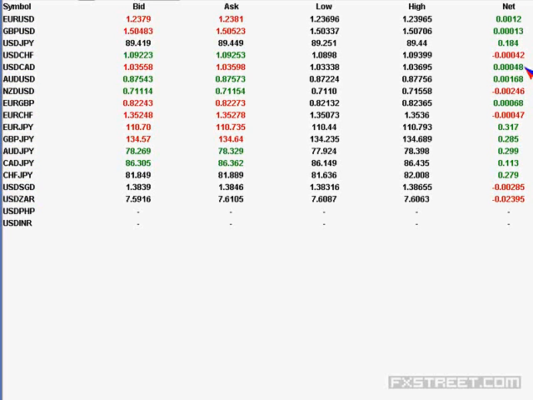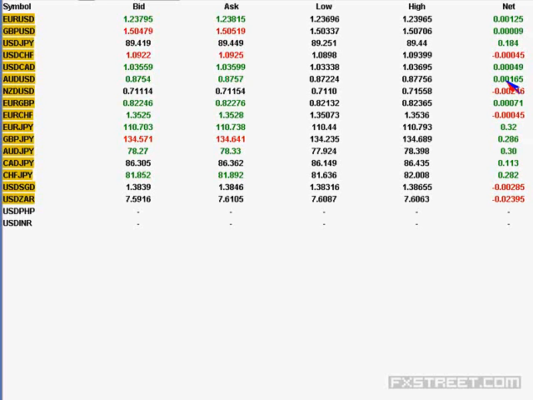So when USD CAD as well as the Australian dollar are showing a positive net change, that means it is a contrarian move. USD CAD is making the USD gaining move, and Australian dollar is making a USD weakening move. This is referred to as a contrarian move.